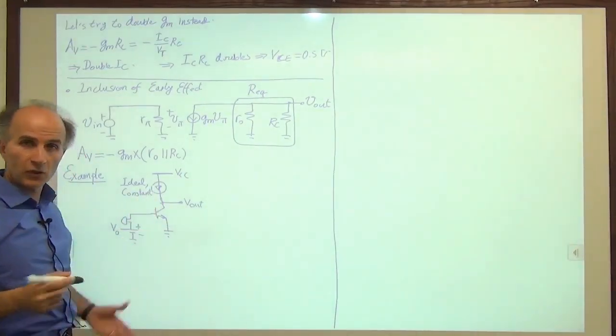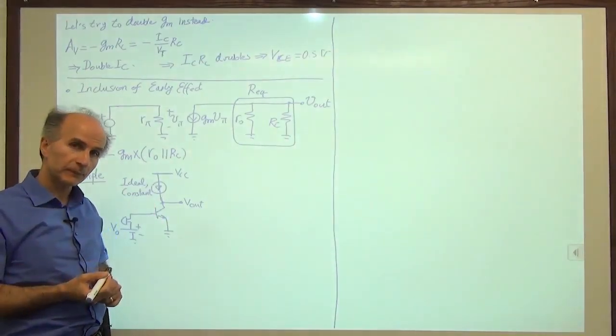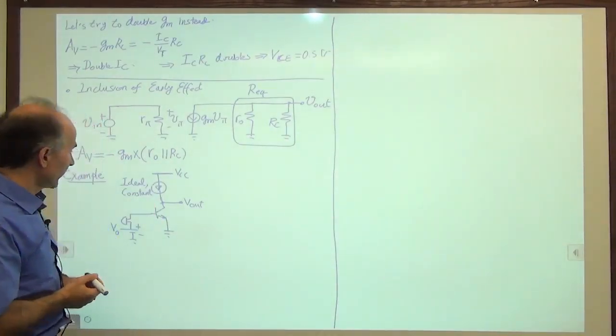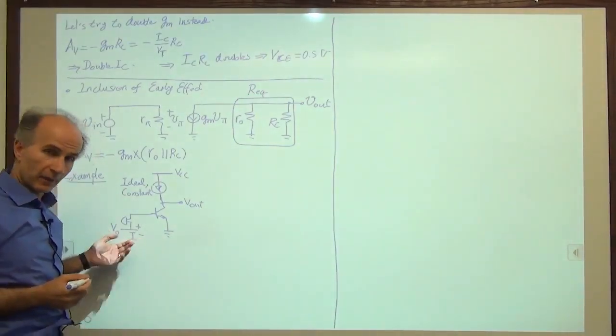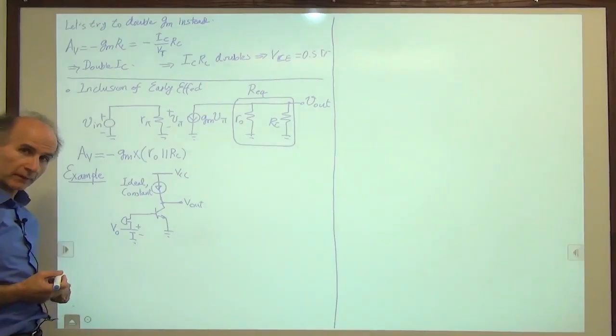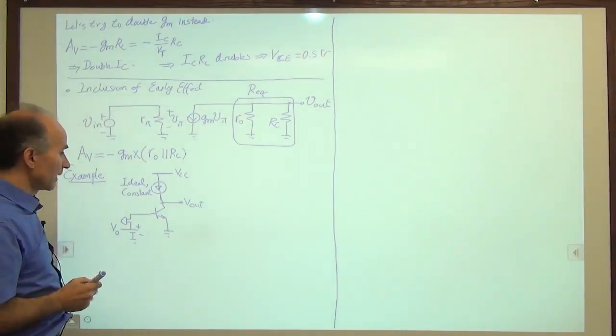Constant meaning its value doesn't change with time. It's, for example, 1 milliampere at all times. Okay, so I would like to find the voltage gain of this common emitter stage. How do I do that? Small signal model, maybe, right? So let's do that and see.